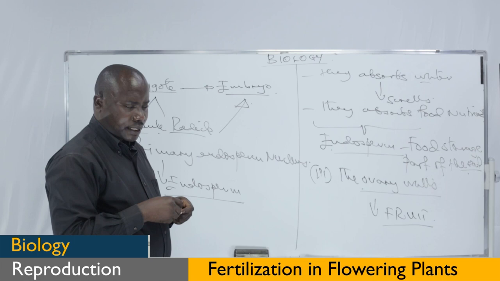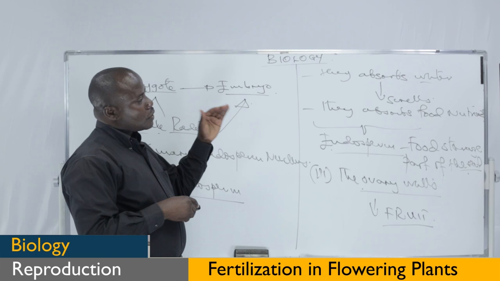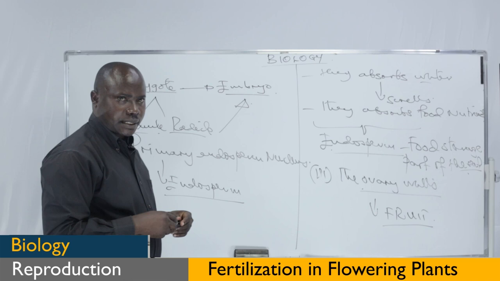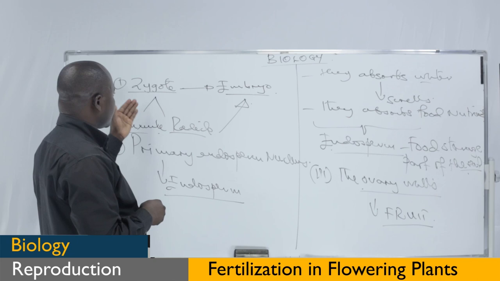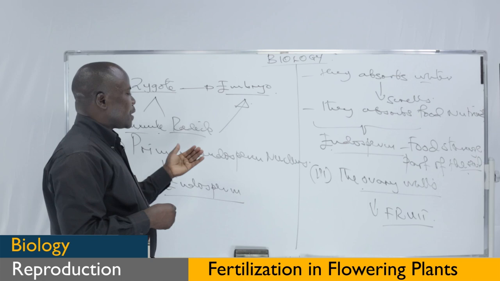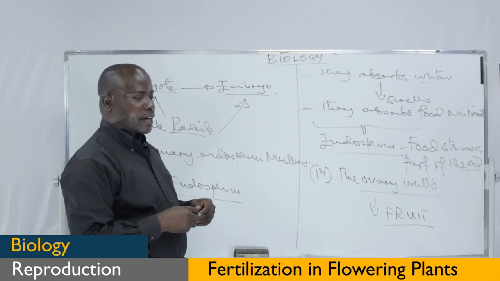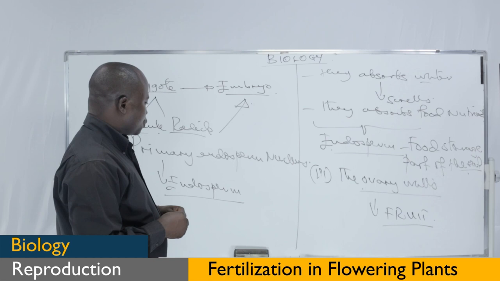My dear students, it means to respond to this question, you will have to consider all of these aspects. The formation of the embryo from the zygote. The formation of endosperm from the primary endosperm nuclei. And the formation of the fruit from the ovary wall. By so doing, you will have responded to this question correctly.